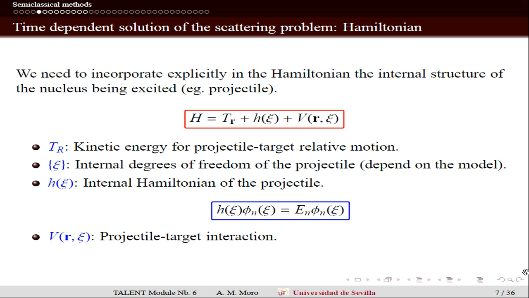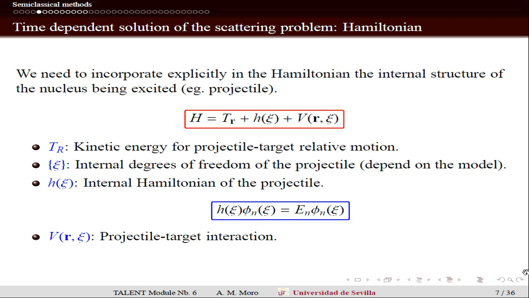So we have a Hamiltonian that contains the kinetic energy between the projectile and target. Now we are thinking of the projectile. So today I will think of the projectile as the nucleus being excited. It could be, of course, the target, or it could be both of them. So just to fix ideas, to simplify our notation, let's think of the projectile as the system that becomes excited, that might excite during the collision.